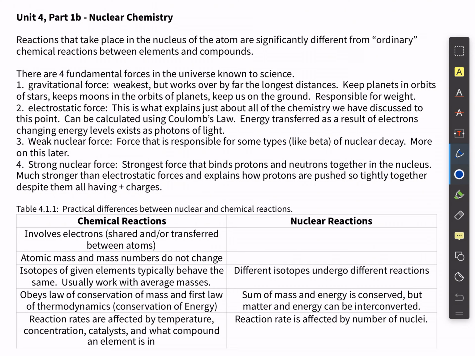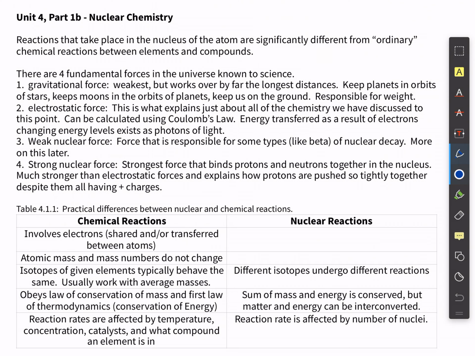So before we dive too far into this, there are four fundamental forces in the universe that are known to science currently. The first is the gravitational force. This is the weakest, but certainly acts over by far the longest distances. So this is what keeps the planets in orbit. This is what keeps us on the ground. This is what's responsible for gravity and weight, etc.